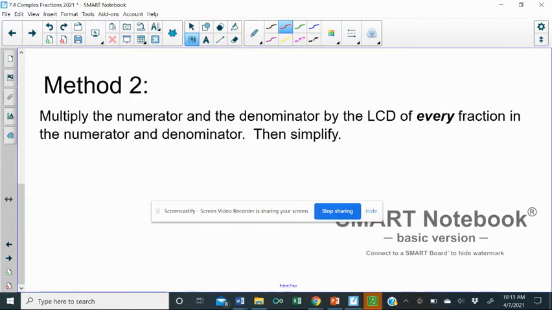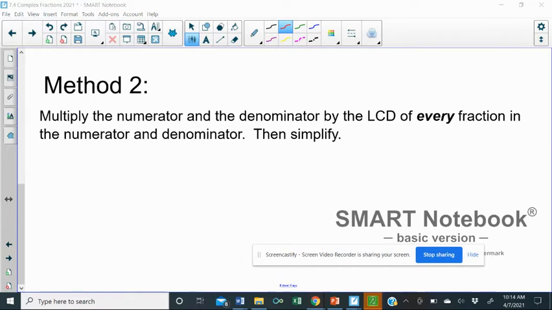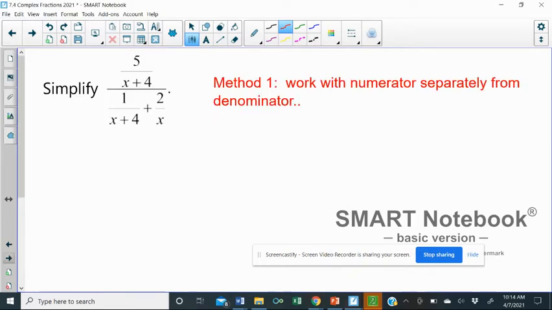is dealing with the entire fraction as a whole. So you're going to multiply each piece by the lowest common denominator of every fraction that is in your numerator and denominator. And then you're going to simplify. Again, whatever floats your boat. And you may use one method on one case and one method on another. However, let's take a look and make sure we understand.